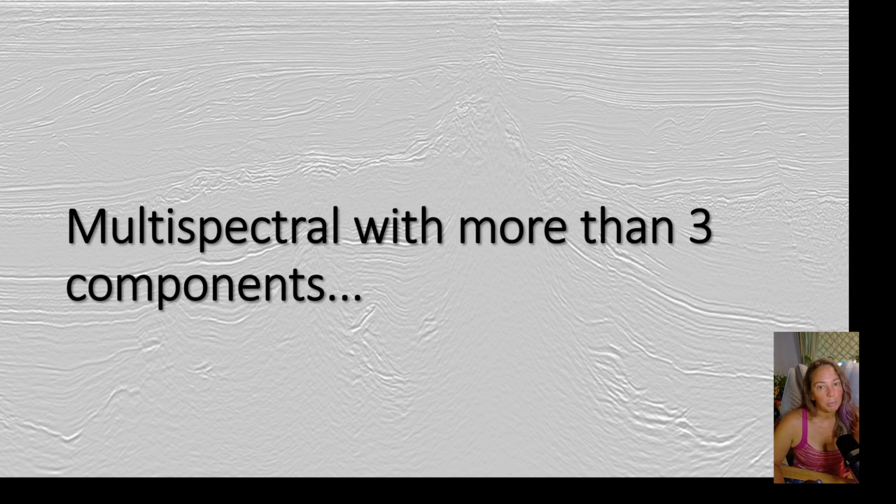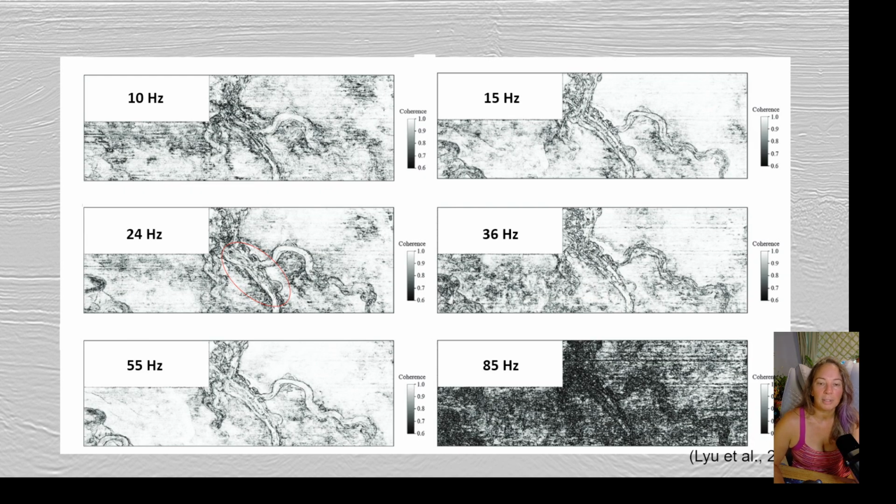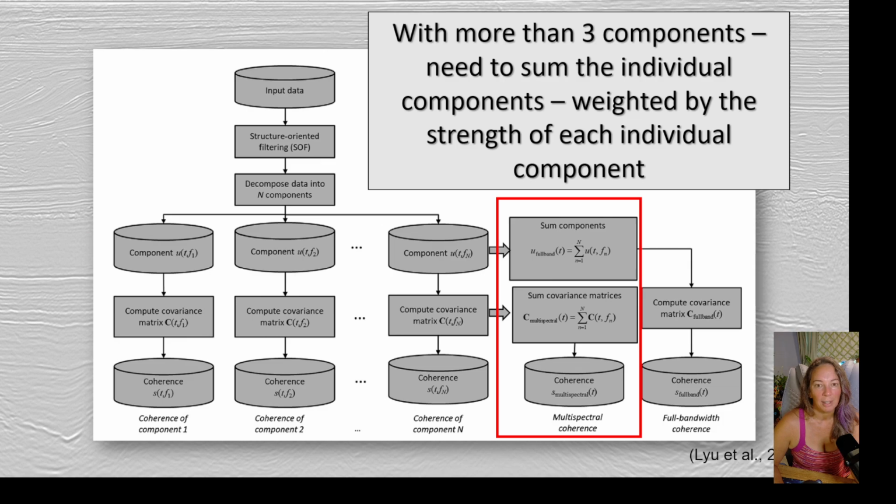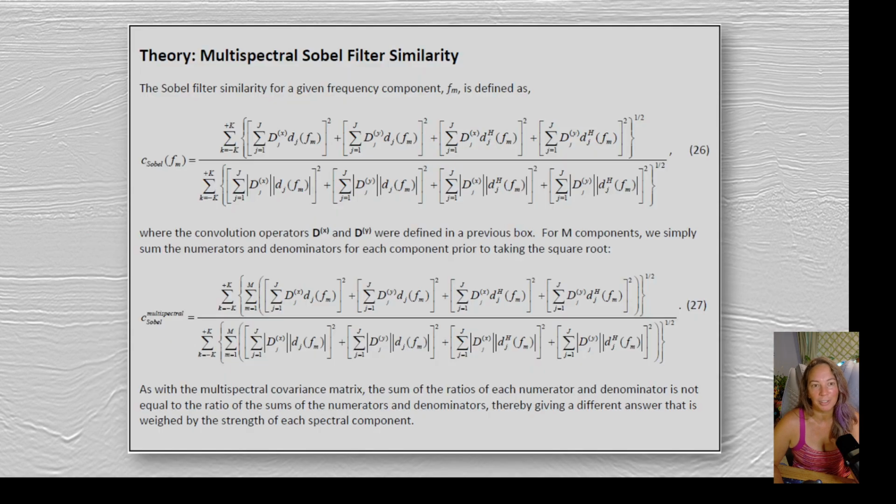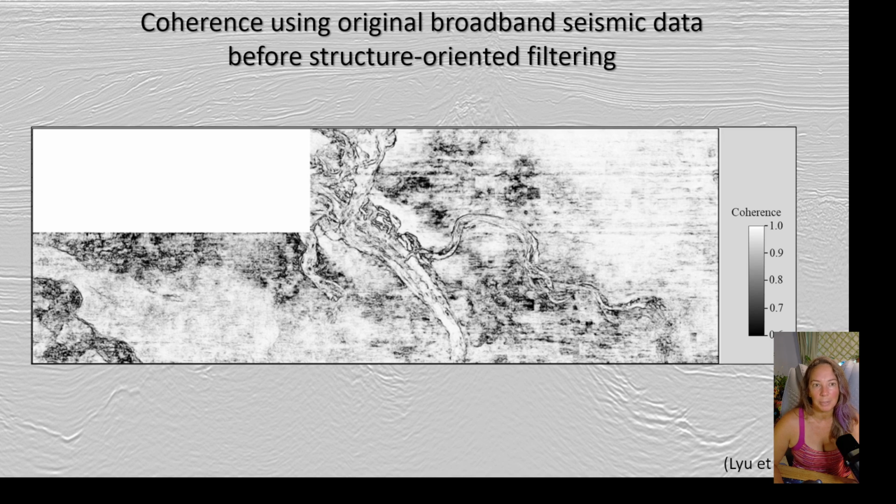You can also do multispectral with more than 3 components. In this case, and this is a great paper by Bin Liu that we have up on our AASPI website, he's looking at 6 different spectral voices, and you can sum them together by weighting each individual component differently. It can be adaptive the way you want it to be. And so we've got all the theory up on our website.